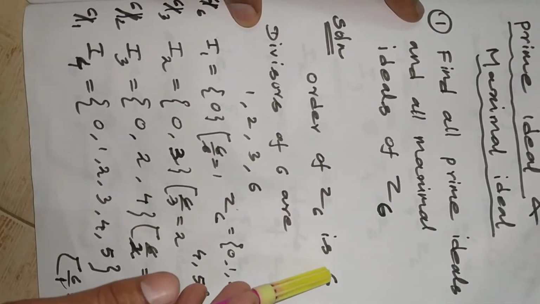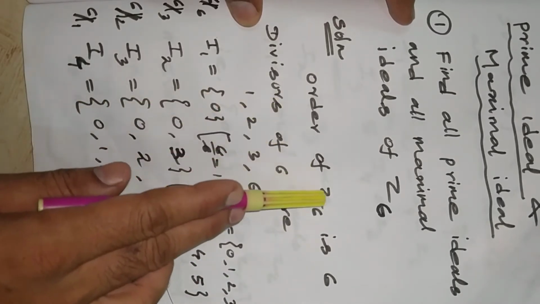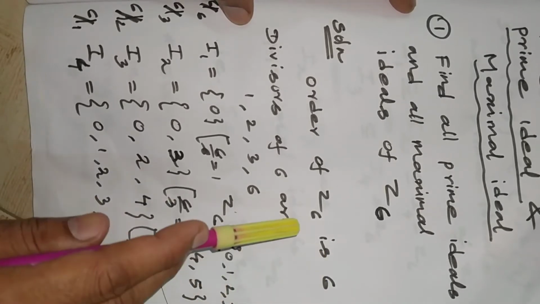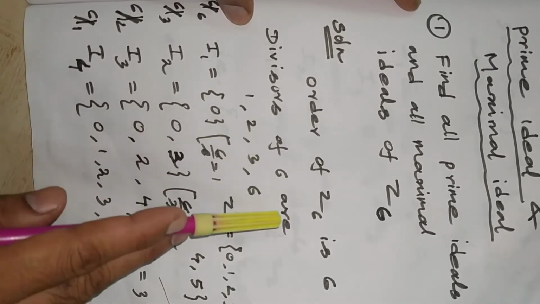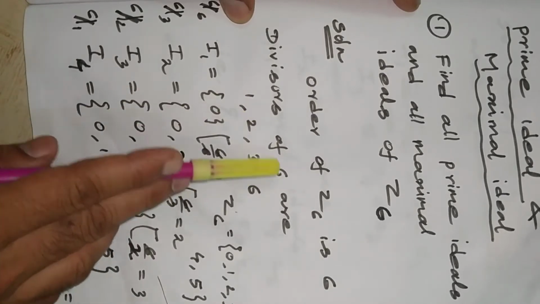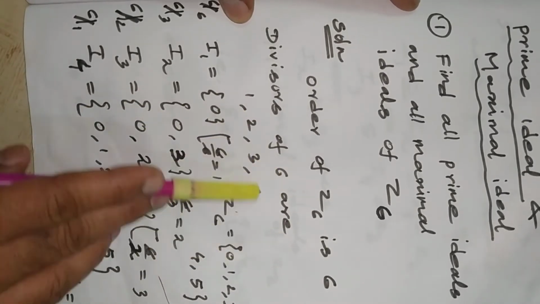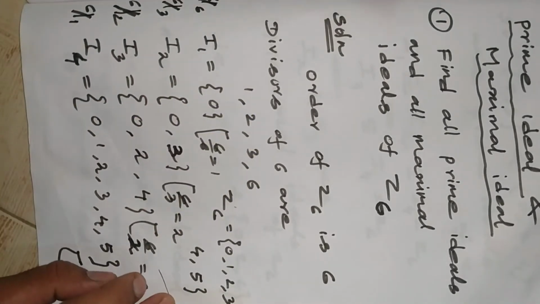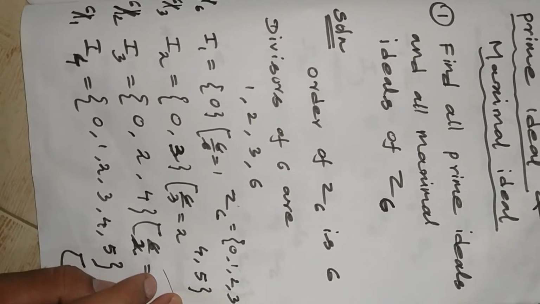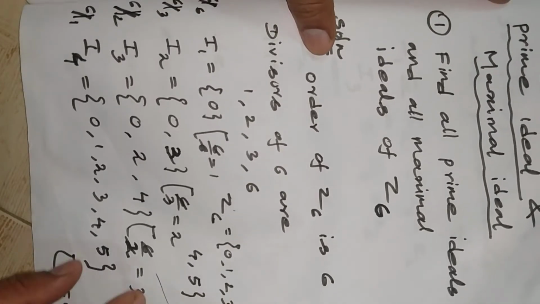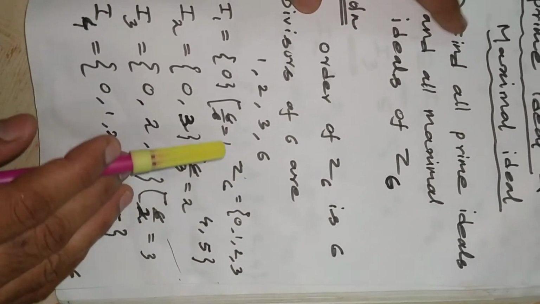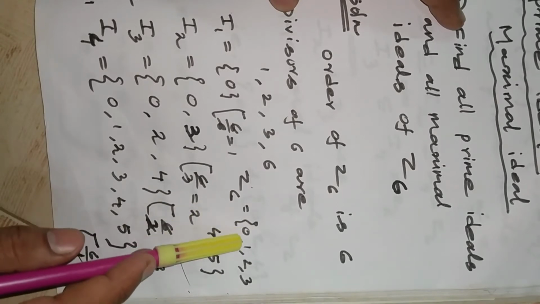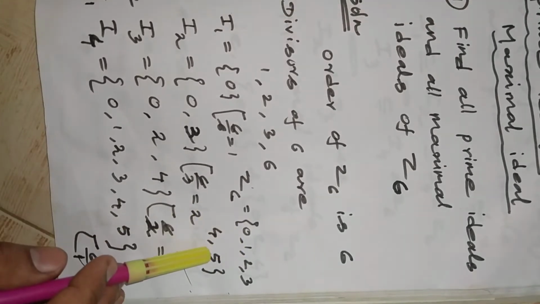Integers modulo 6. The order of Z6, we know very well, is 6. So what about the divisors of 6? We know very well, 1 is a divisor, 2 and 3 and 6 are there. So there are 4 divisors. That is Lagrange's theorem. So Z6 has the elements 0, 1, 2, 3, 4, 5.